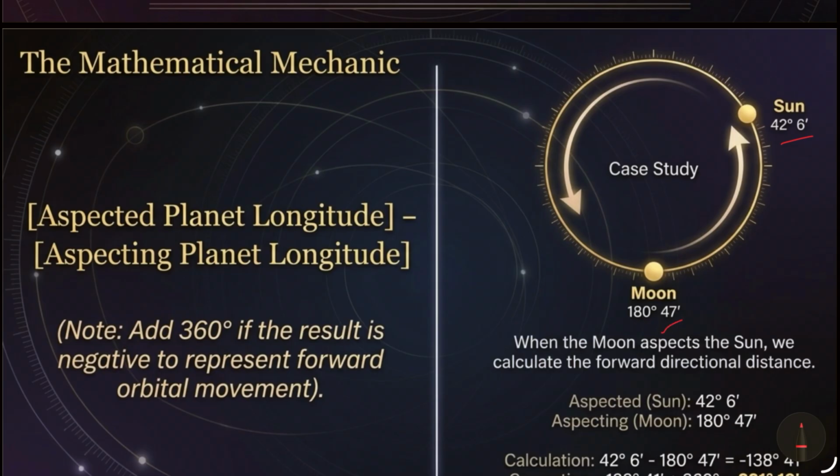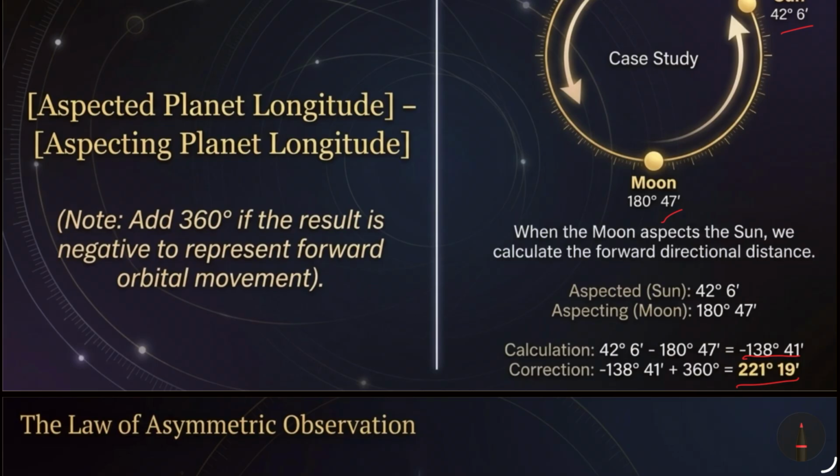If we do the calculation from Sun to Moon, we have to subtract the Sun longitude from the Moon longitude. And if we have to do the calculation from Moon to Sun, we have to do the reverse calculation. This is the aspecting planet and this is being aspected. So we subtract this from this, and we will get 138.41. From this to this we cannot subtract, so we add 360 into this and we subtract, and we will get 221.19.